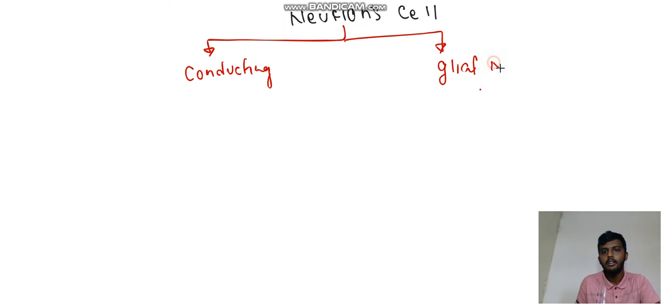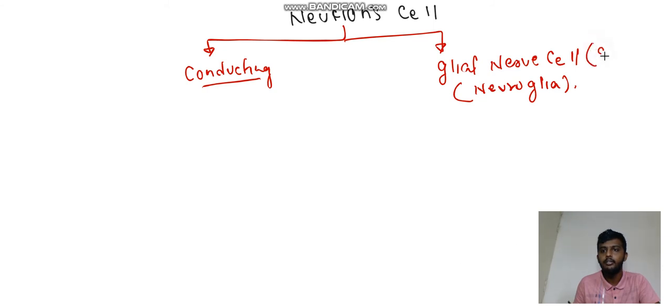Glial nerve cell, also known as neuroglia. This process is conducting, and now this glial cell has a supporting function.